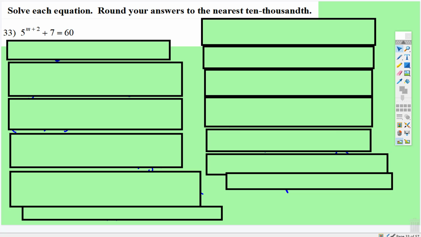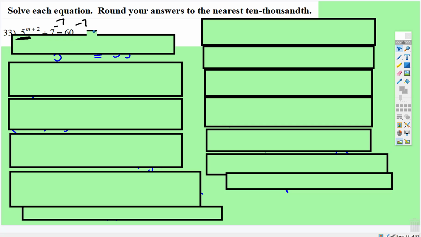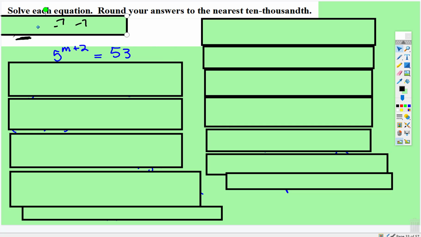Okay, they're getting a little bit more difficult, so try to keep up. So we have our base number right here, but we have this plus 7. Before we can even get to this and figure out how to solve for m, we're going to have to get rid of that plus 7 first. So then we have 5 to the m plus 2 is equal to 53.